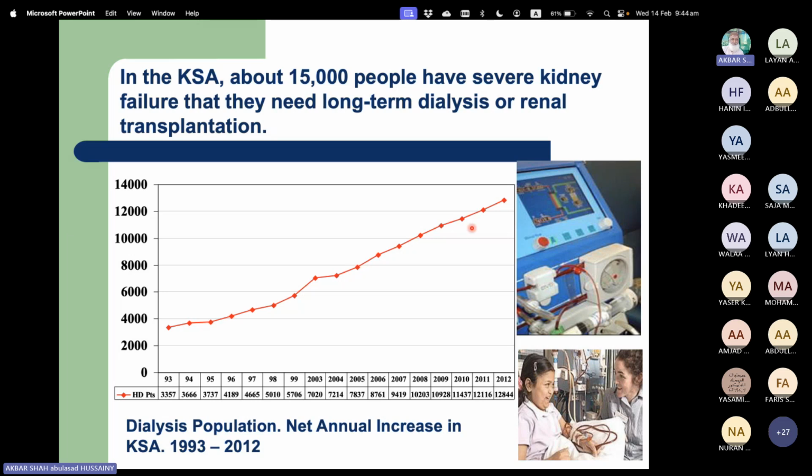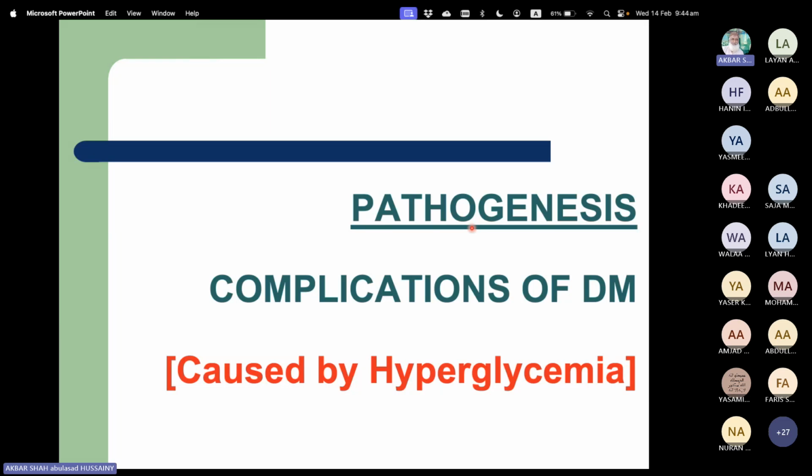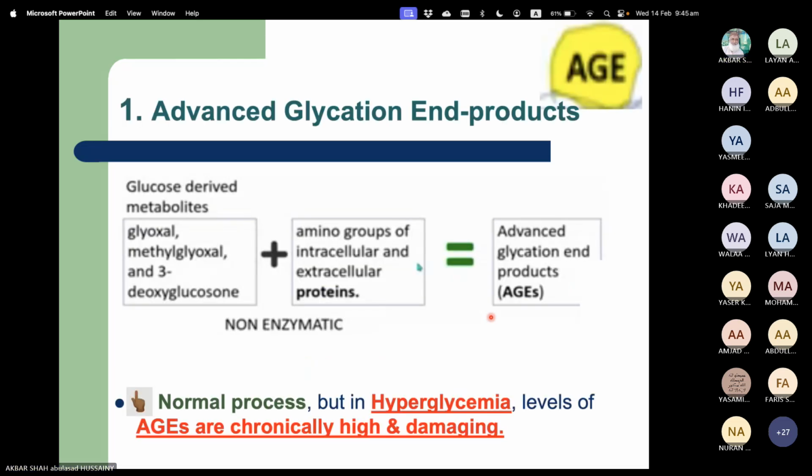About 15,000 people, in 2012, that is 12 years back, needed dialysis for kidney failure in the kingdom. Here also, pathogenesis is important, which I'll try to explain. Now, this is the pathogenesis of complications of diabetes, because you remember this week's case, the main phenomenon was the complications. So I'll try to solve the problem of complications, how these complications occur, how the hyperglycemia will cause damage to the organs or kidney.